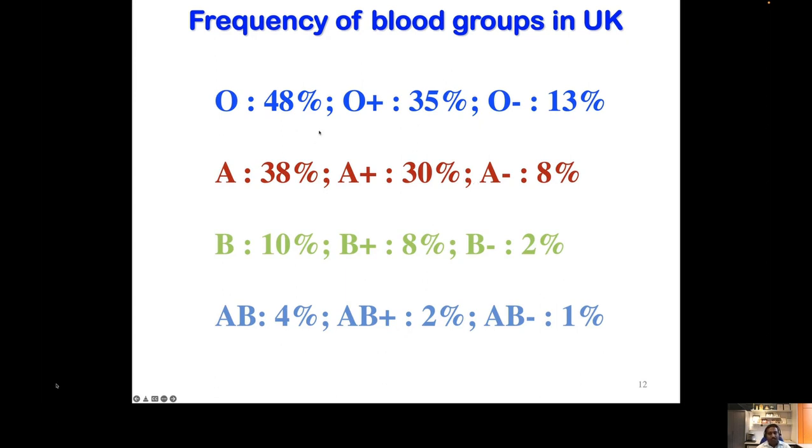So what is the frequency of blood groups in the UK? O blood group is the most abundant one in the UK. Generally O blood group people are around 48% of people.